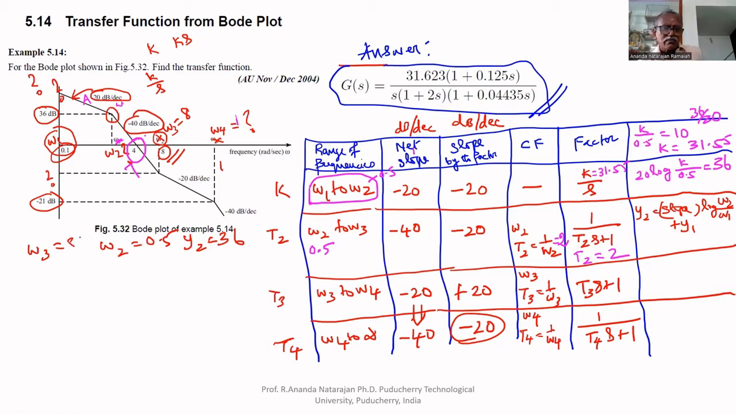Therefore, omega 3 equal to 8. Therefore, y3 is required. Omega 3 equal to 8 means T3 equal to 1 by 8, that is T3 equal to 0.125. This is also done. But we need y3, because to find omega 4 we need this value. That's why let us find y3.